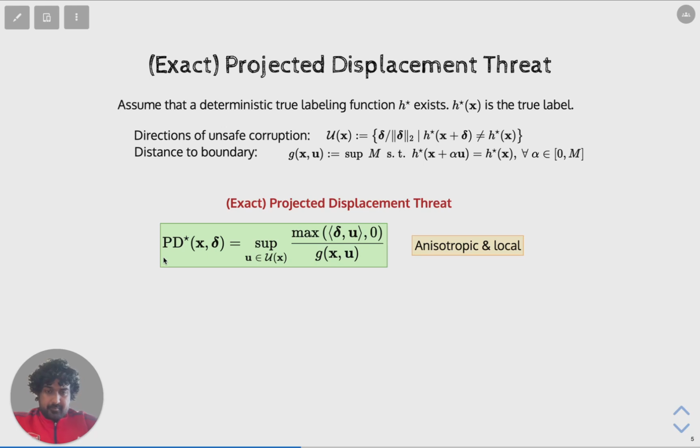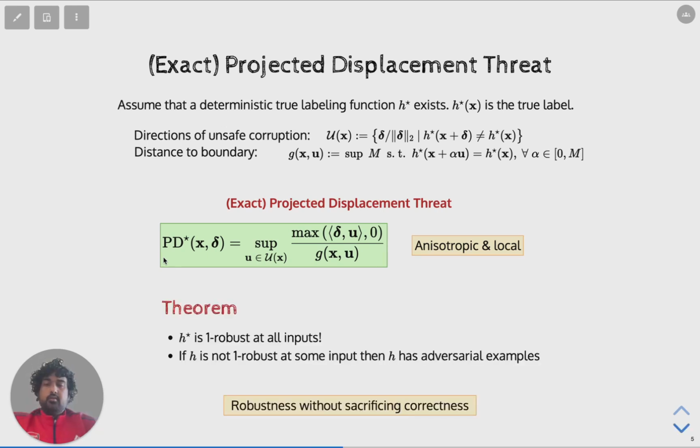Our first takeaway from our definition of PD star threat is that it's anisotropic and local. It's anisotropic because at every input, the threat function depends on u of x, and the inner product depends on the perturbation. We show in our paper that there's a principled trade-off between robustness and correctness. In particular, H star is guaranteed to be robust at all inputs, and any classifier that is not robust at an input necessarily has adversarial examples. This way, we have a principled threat specification.